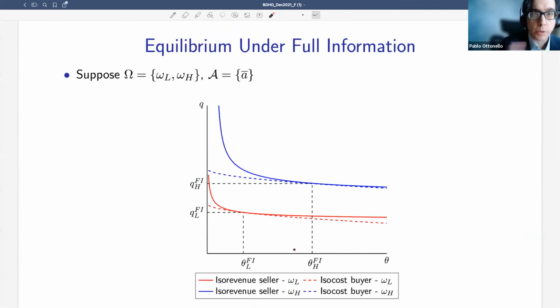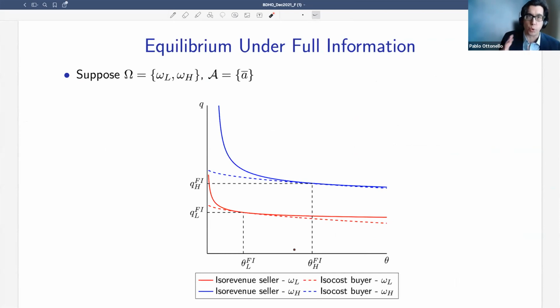Perfect. All right. So if there are no more questions, I'll start with the equilibrium under full information as a first step towards understanding the full equilibrium. For that, consider just two possible observed qualities, omega low and omega high.